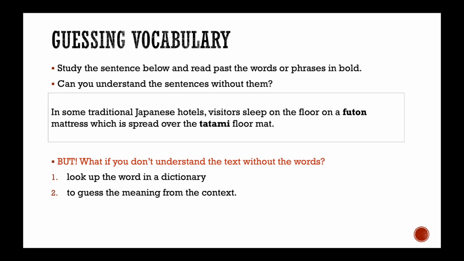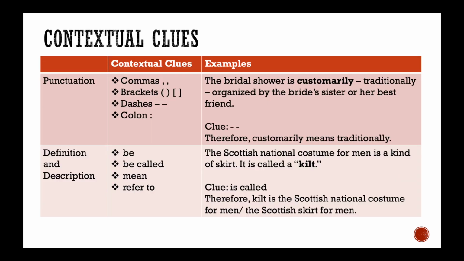Guessing the meaning of unknown vocabulary is a very important skill for reading because it helps you to understand texts better and increases your reading speed. In most texts or sentences, there are many contextual clues that can help you to guess the meaning of words. The most common ones are given in this presentation, and now we will have a look at them together.